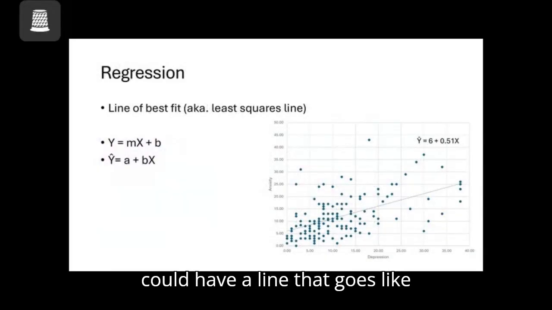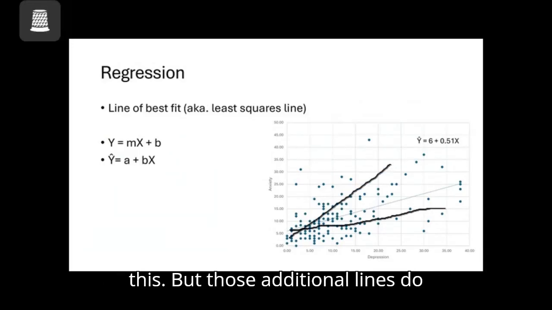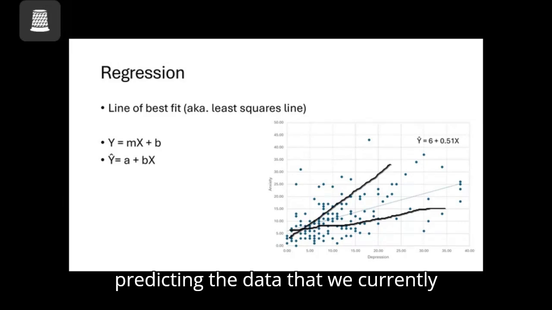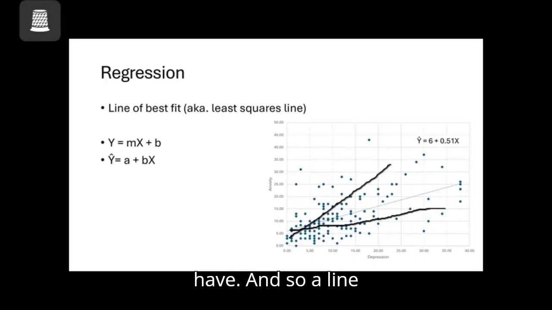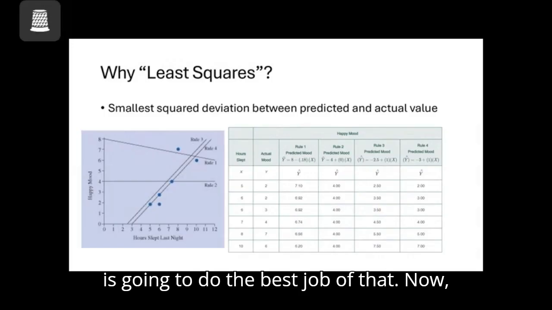So we could have a line that goes like this. We could have a line that goes like this. But those additional lines do not do as good of a job of predicting the data that we currently have. And so a line of best fit, or a line of least squares, is going to do the best job of that.